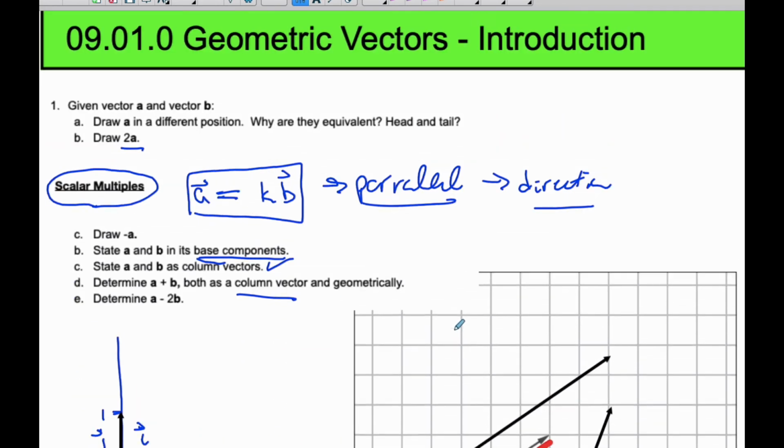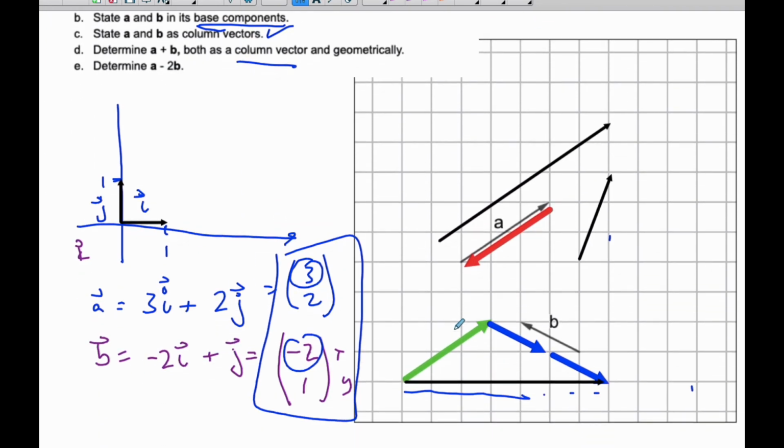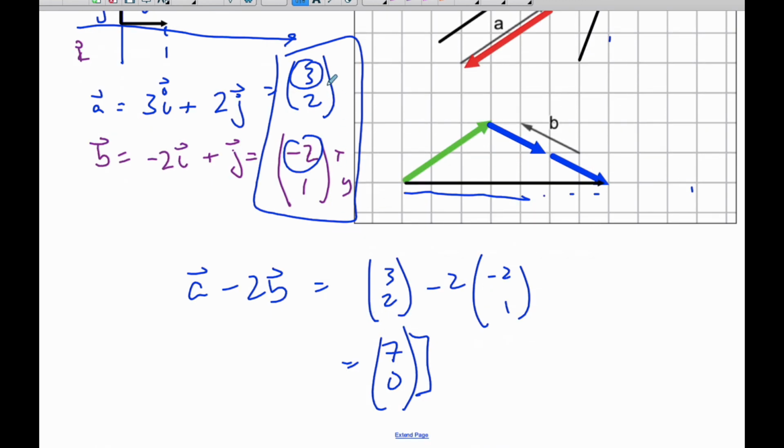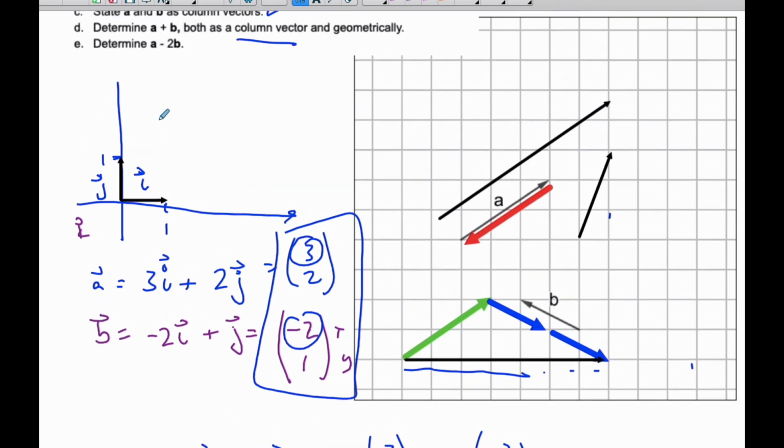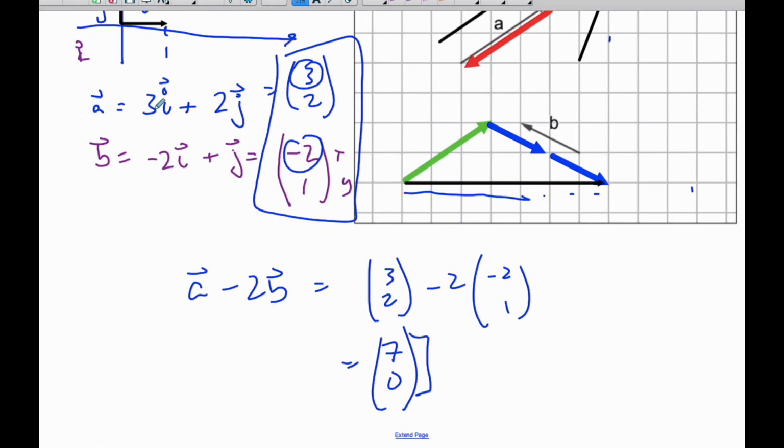So I can do algebra with the components when it's in column form. I can also do it in base form, or I can do it geometrically. And there is your introduction.